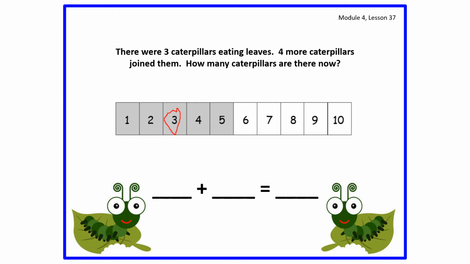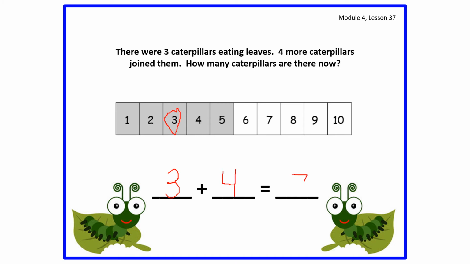So we had 3. Guess what happened? 4 more caterpillars joined them. So if I'm standing on my number path right here, let's pretend we're standing on our number path, and 4 more caterpillars join them, how many times should I move forward? That's right, 4. 1, 2, 3, 4. So how many are there now? You're right, on 7. We're standing right on it. So 3 plus 4 equals 7.